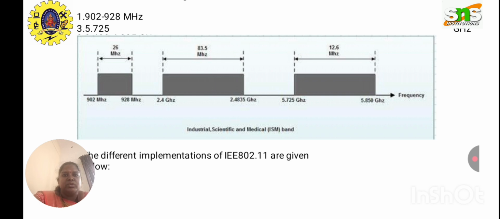Their ranges are: 902 megahertz to 928 megahertz, then 2.4 gigahertz to 2.483 gigahertz, and then 5.7 gigahertz to 5.8 gigahertz. These are the frequencies for transferring data, using radio waves or infrared waves.